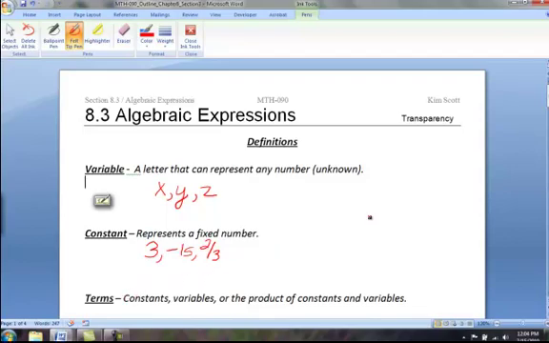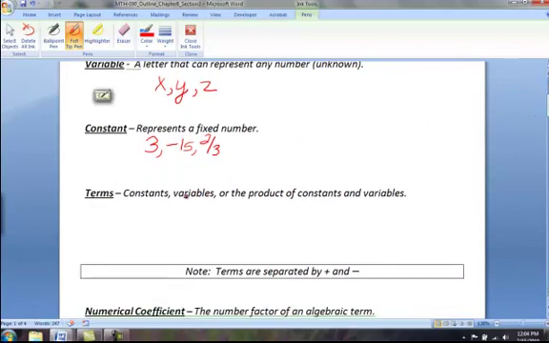Okay, the next definition is very important, and that's putting these two previous definitions together, and that's the definition of a term, or terms. Terms are constants, such as 3, variables, such as x, by themselves, or the product. Remember, product means multiplication of those two. So 3x together is all one term, and constants and variables are all put together by multiplication. So for example, negative 4xyz, that's all one term. Another one would be 2ab over 3. That's all one term, because another way to write this would be 2/3 ab, and it's all being multiplied together.